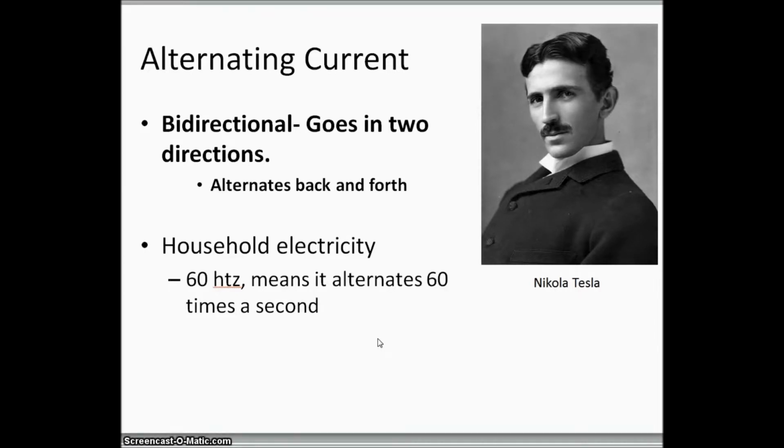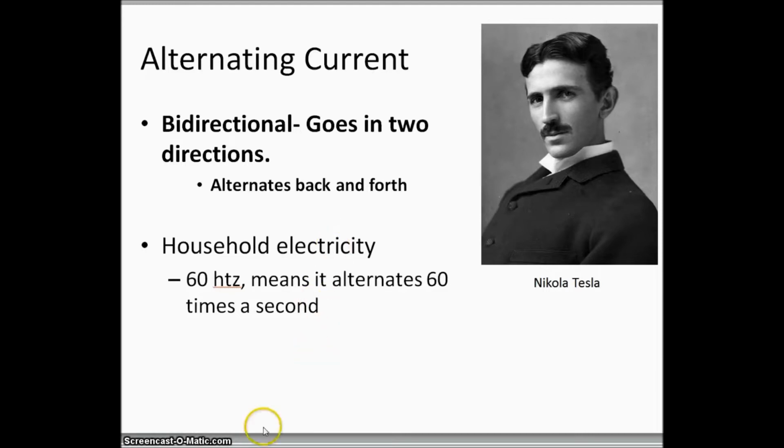So, alternating current's a little bit different. As its name states, it alternates back and forth. It's bidirectional, two directions. Goes back and forth, alternates back and forth, left, right, left, right. This is what we use in our houses today. And we use what's called 60 hertz, which means that it flips 60 times per second. Not per minute, per second. So the electricity switches 60 times per second.